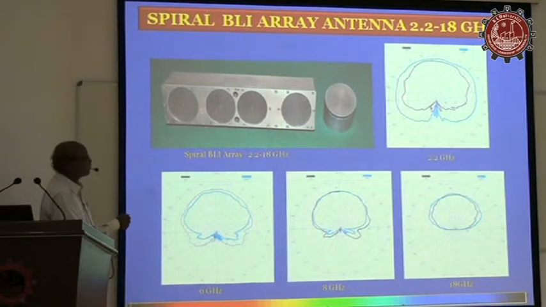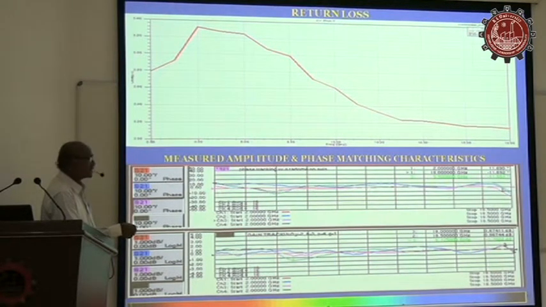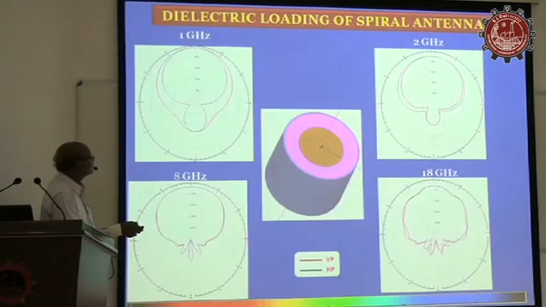Here 4 elements are used, covering 2.2 to 18 gigahertz. These are the measured radiation patterns. These are the tracking characteristics. This is amplitude tracking and this is phase tracking within plus minus 10 degrees over 2 to 18 gigahertz. This is the amplitude matching within plus minus 1 dB. This is the dielectric loading which we have implemented, simulated, then implemented in practice.